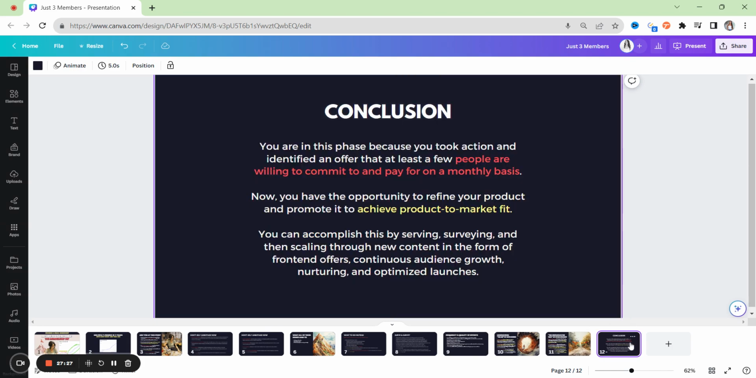So to conclude, you are in this phase because you took action and identified an offer that at least a few people are willing to commit to and pay for on a monthly basis. Now you have the opportunity to refine your product and promote it to achieve product to market fit. You can accomplish this by surveying, and then scaling through new content in the form of front-end offers, continuous audience growth, nurturing emails, posts, and optimized launches. And this is how you get out on the other end. And everything you learn through this process will set you up for a unique, really big, really beautiful membership.